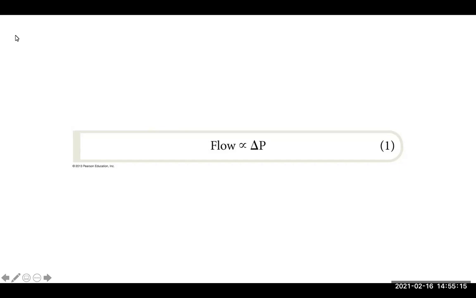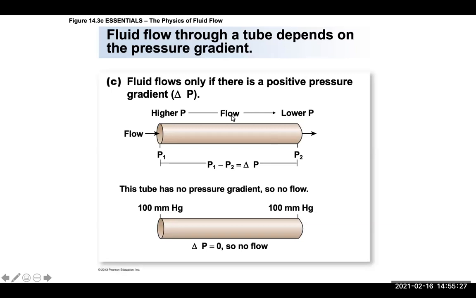So blood, again, always flows from higher pressure to lower pressure. Blood flow requires a pressure gradient. So flow is going to be directly proportional to any change in pressure. As you increase the pressure gradient, you're going to have a greater blood flow. Flow through the tube is going to be dependent upon the pressure gradient and not necessarily the absolute pressure. So when pressure gradients are equal, the flow rates will be equal regardless of the absolute pressure.